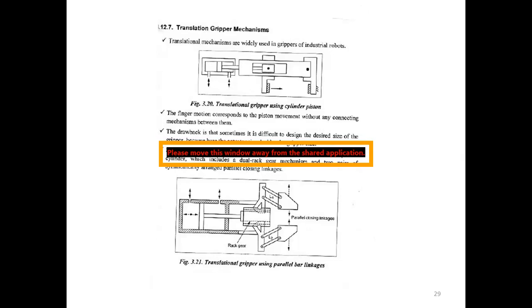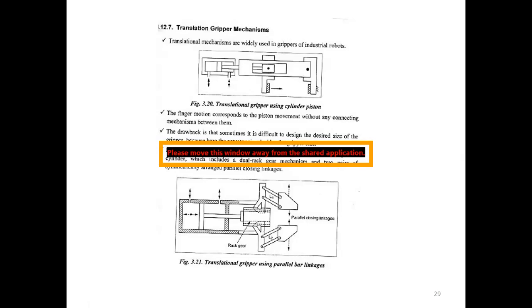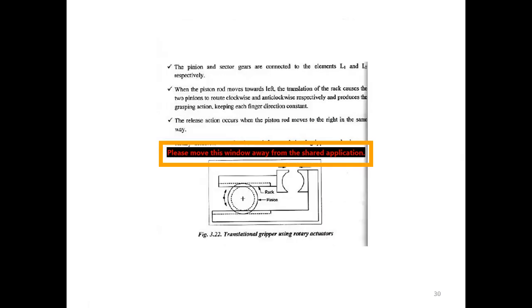Next, translation gripper mechanisms. The finger movement corresponds to the piston movement without any connective mechanisms between them. The drawback is that the desired size of the gripper cannot be adjusted because it cannot grip varied sizes. The pinion and sector gears connect to the elements L1 and L2 respectively. When the piston rod moves towards the left, the translation of the rack causes the two pinions to rotate clockwise and anti-clockwise respectively. The release action occurs when the piston moves to the right in the same way.